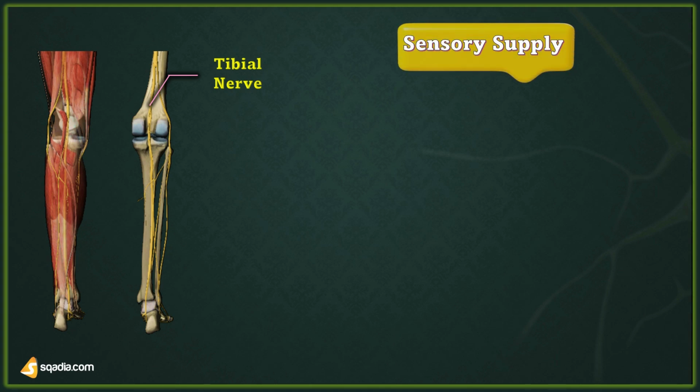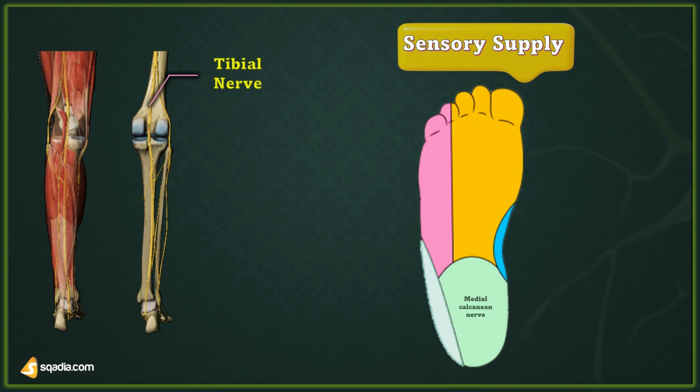As for its sensory function, the branches of the tibial nerve, as named here, carry sensory information from the sole of the foot, including the heel, the plantar surfaces of the toes, and the medial and lateral aspects of the sole.